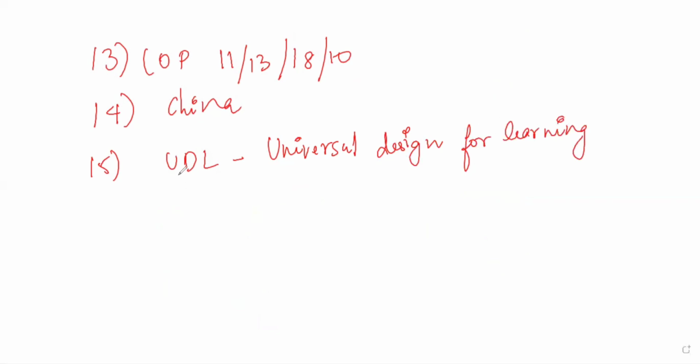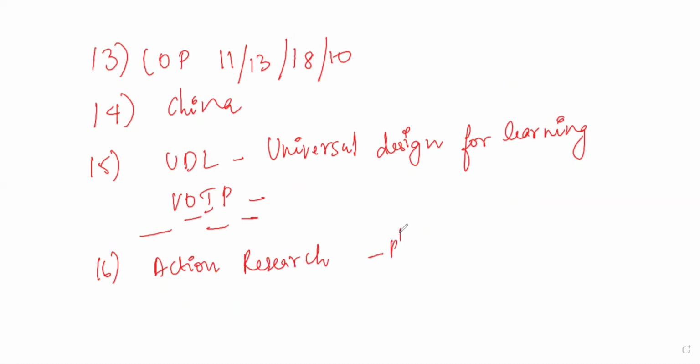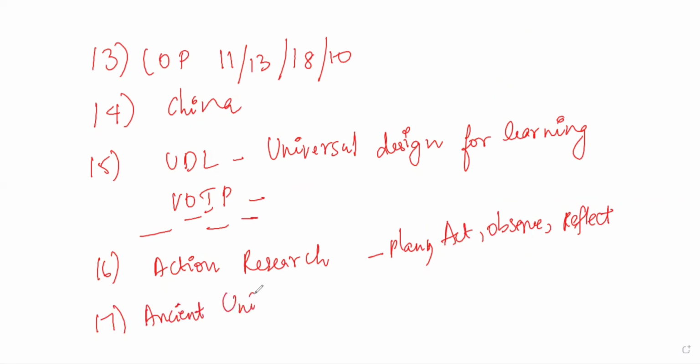And the other important thing is VoIP. It is Voice over Internet Protocol. And then action research format has been asked in the exam. You need to know that: plan, act, observe, reflect. Based on the option given, know the concept and choose your answer accordingly. Ancient universities, Nalanda, Takshila, questions have been asked on all these. It's repetition based. And then the simple interest sum and compound interest sum are being asked repetitively.